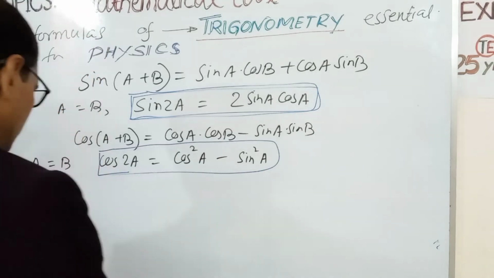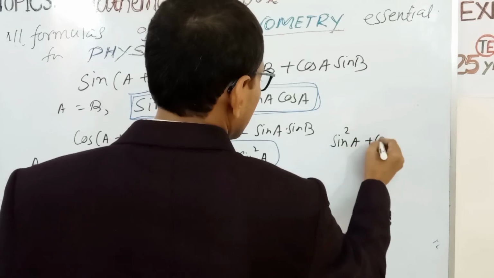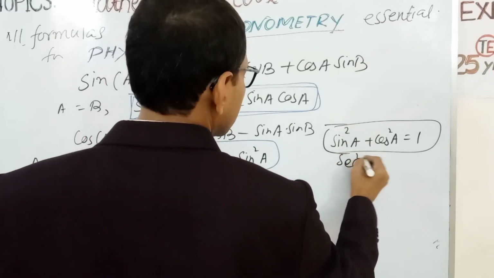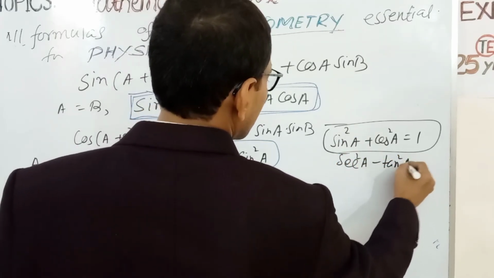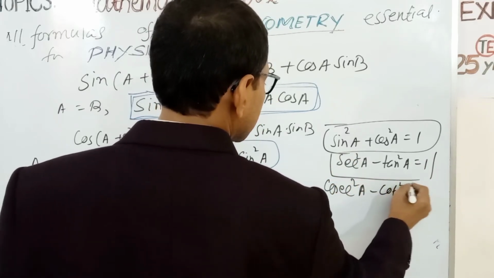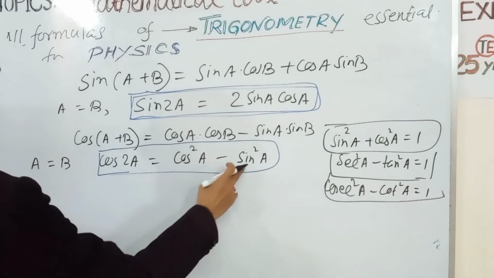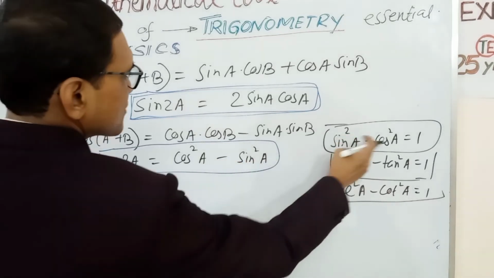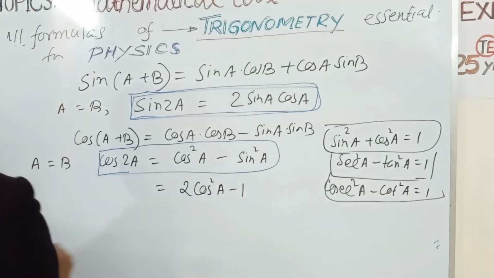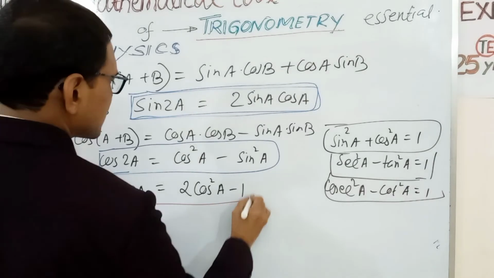Now in class 10 we have studied that sin square plus cos square equals 1, sec square a minus tan square a equals 1, and cosec square a minus cot square a equals 1. Now if we put sin square a equal to 1 minus cos square a, then this becomes 2 cos square a minus 1. So cos 2a equals this, another formula.